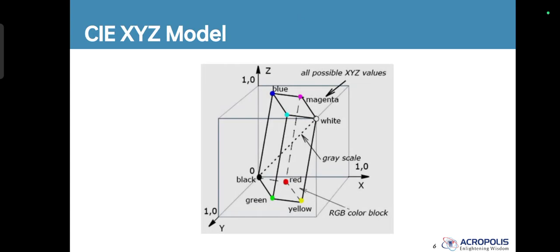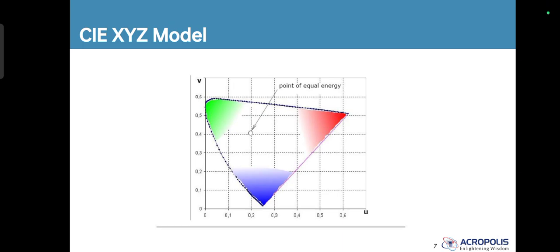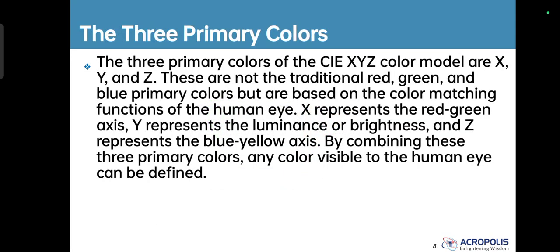So these are the diagrams related to the CIE XYZ model. You can take a look at how it's presented, and there is another diagram. It's like a point of equal energy where every color is equal. So let's talk about the three primary colors of the CIE XYZ color model: X, Y, and Z. These are not the traditional red, green, and blue primary colors, but are based on the color matching functions of the human eye. X represents the red-green axis, Y represents luminance or brightness, and Z represents the blue-yellow axis. By combining these three primary colors, any color visible to the human eye can be defined.